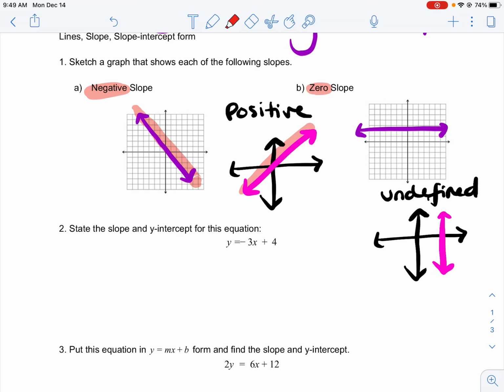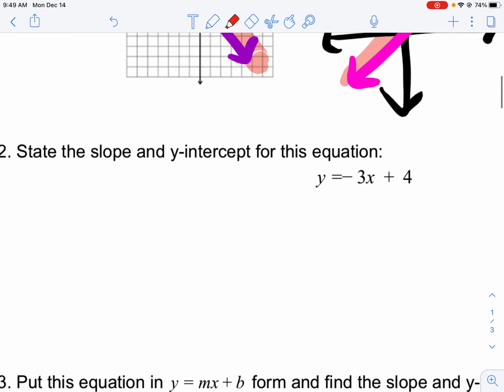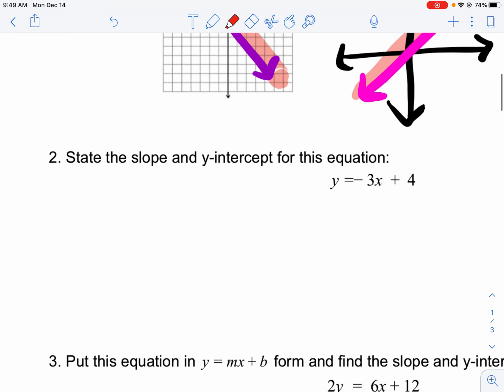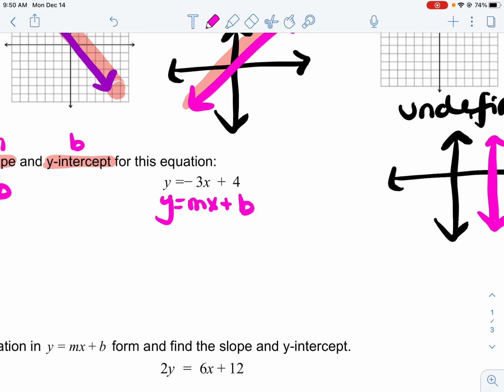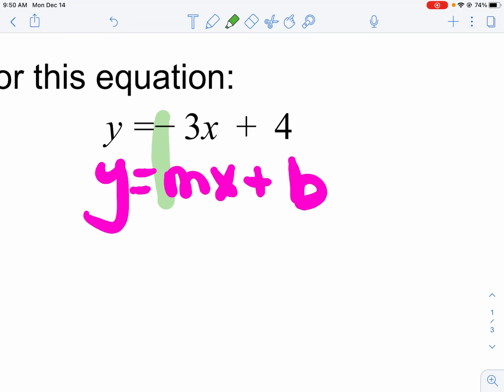Then the other thing we started to cover in this unit was what is the slope and y-intercept of an equation. We want to remember that slope is an m value, and the y-intercept is b. These come from y equals mx plus b. For this problem, one easy way to do this is to put y equals mx plus b underneath the equation, because you notice here the equation is already solved for y. So I'm going to highlight here, and I'm going to highlight here.